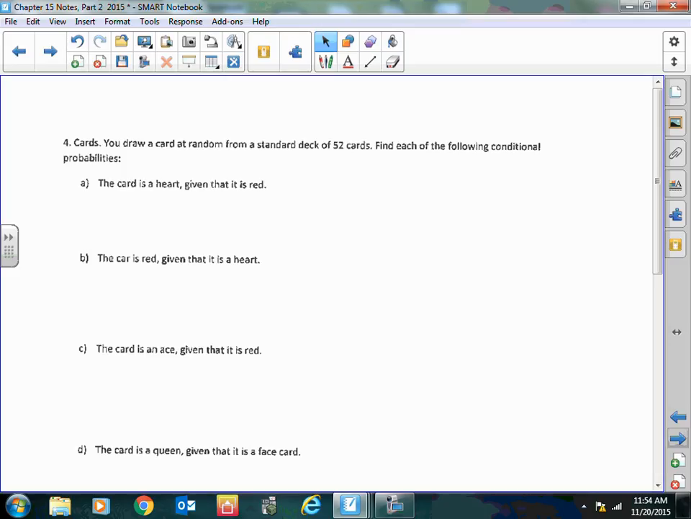All right. So the first one says, we have a standard deck of cards, 52 cards. What's the probability that the card is a heart given that it is a red? So I'm going to write out the shortcut.